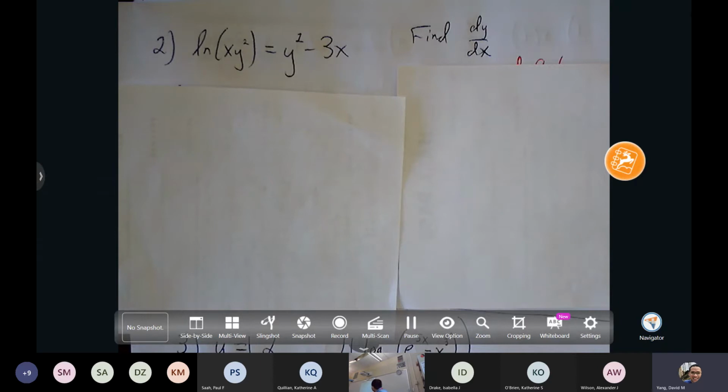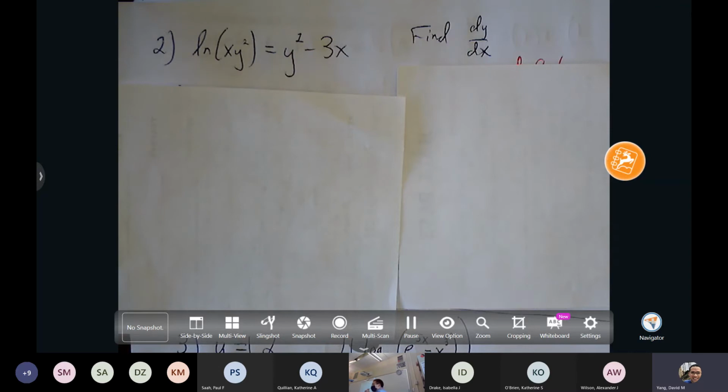Natural log of xy squared is equal to y squared minus 3x. We want to find the derivative. Let's point some things out. What process is involved here? Implicit. Good. Implicit. You have y's all over the place. It's kind of mixed into the equation. Good. What else? Product. Product what? Like ln x plus ln y.